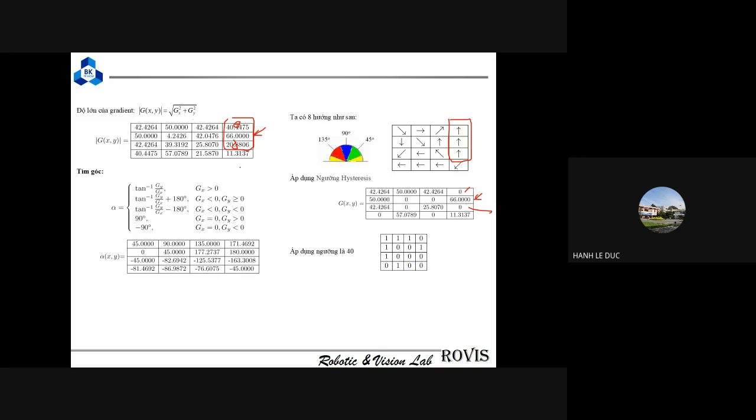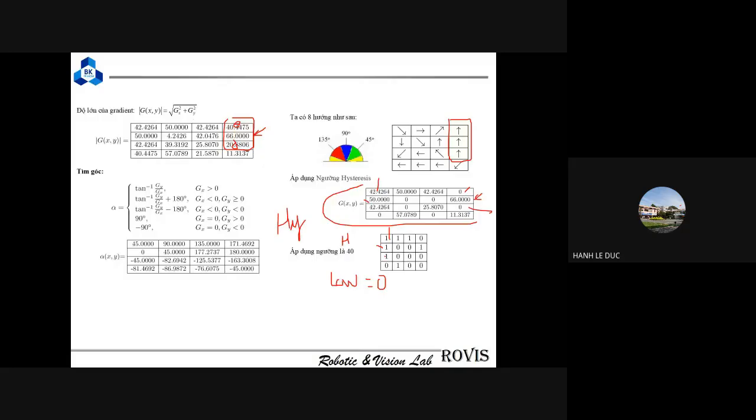Okay, and then after this non-maximum suppression, you have this one. And then from here, you apply the hysteresis thresholding. This one is the high value and the low value, and this one becomes 1.